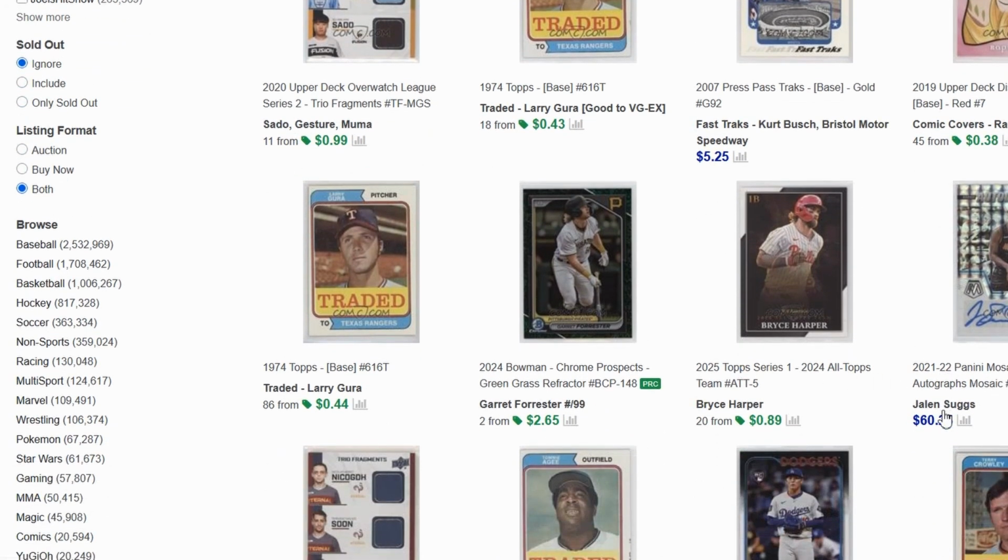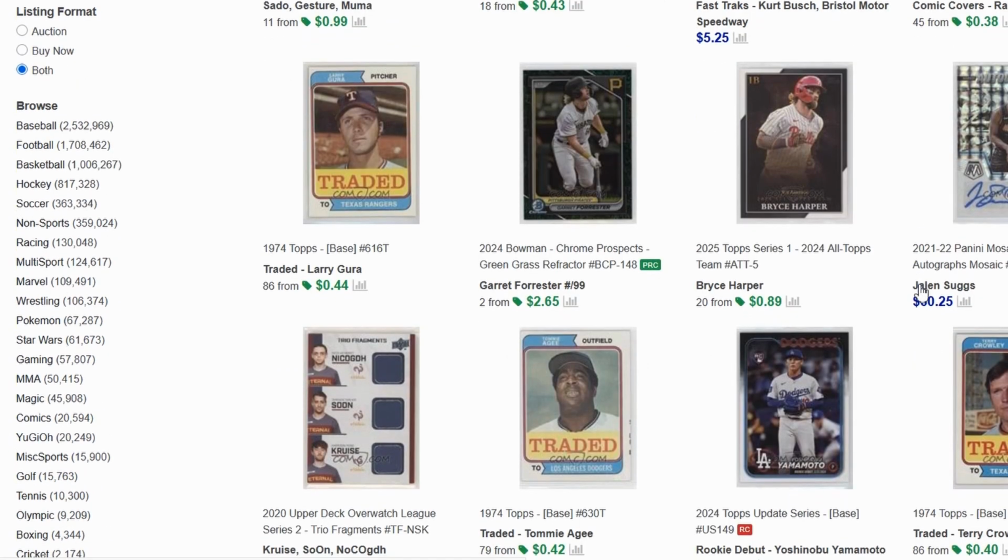Maybe this Jalen Suggs auto is underpriced. You could get it and then immediately flip it. And sometimes you could be so quick that you buy a card out of here and reflip it, and it's still in the recently added, and sometimes people will buy it from you. So I've had that happen where I've owned a card for like 20 seconds and made a few bucks.